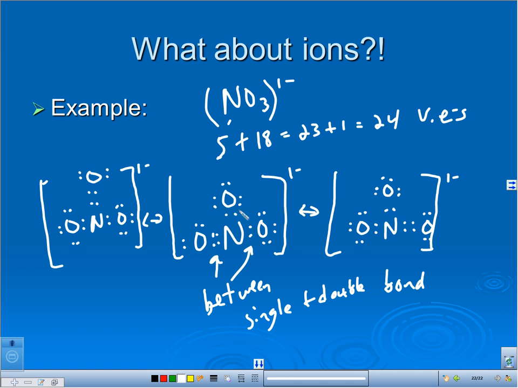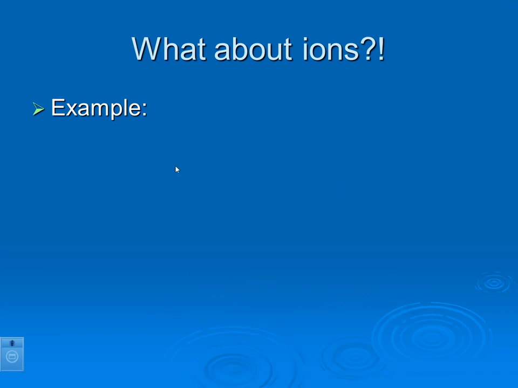A little closer to a single as far as bond length. Single bonds are longer than double bonds, which are shorter. Triple bonds are shorter still. So it would be a little closer to a single bond as far as bond length goes, but it would not be a single bond. It would be somewhere in between. So that is Lewis structures. What we do at this point is a bunch of practice on Lewis structures.